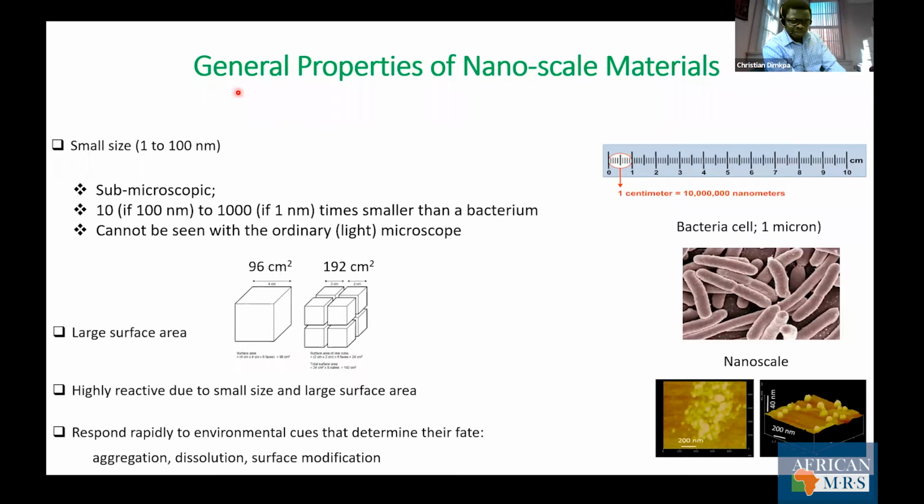So you can move from a surface area of 96 centimeters squared to double that if you just reduce the size of the material from one size to smaller sizes. And due to that effect of small size, they are highly reactive, and because they are reactive, they respond very rapidly to environmental cues, which go on to determine their fate. Such fates include aggregation, dissolution, and surface modification.